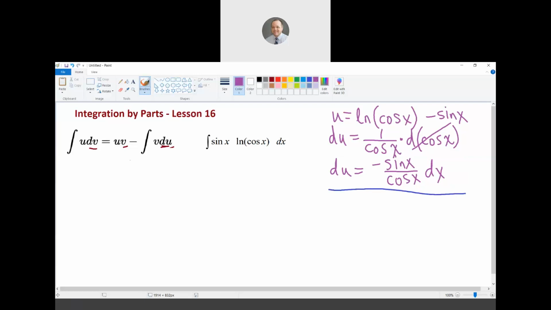Now we have to find or label our dv. dv is sine x dx. Now to find v, we integrate both sides. The integral of dv is just like taking the integral of dx. That would just be your letter, in this case v. And the integral of sine x is negative cosine x.